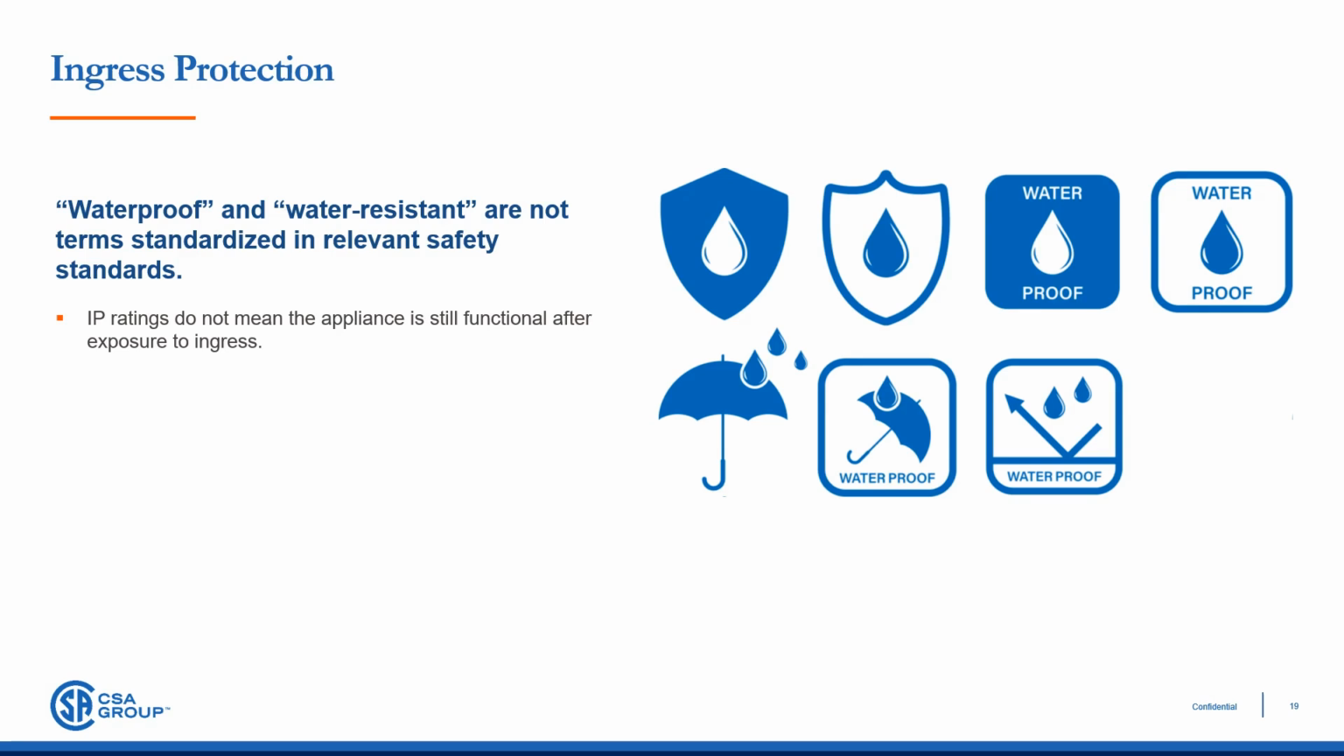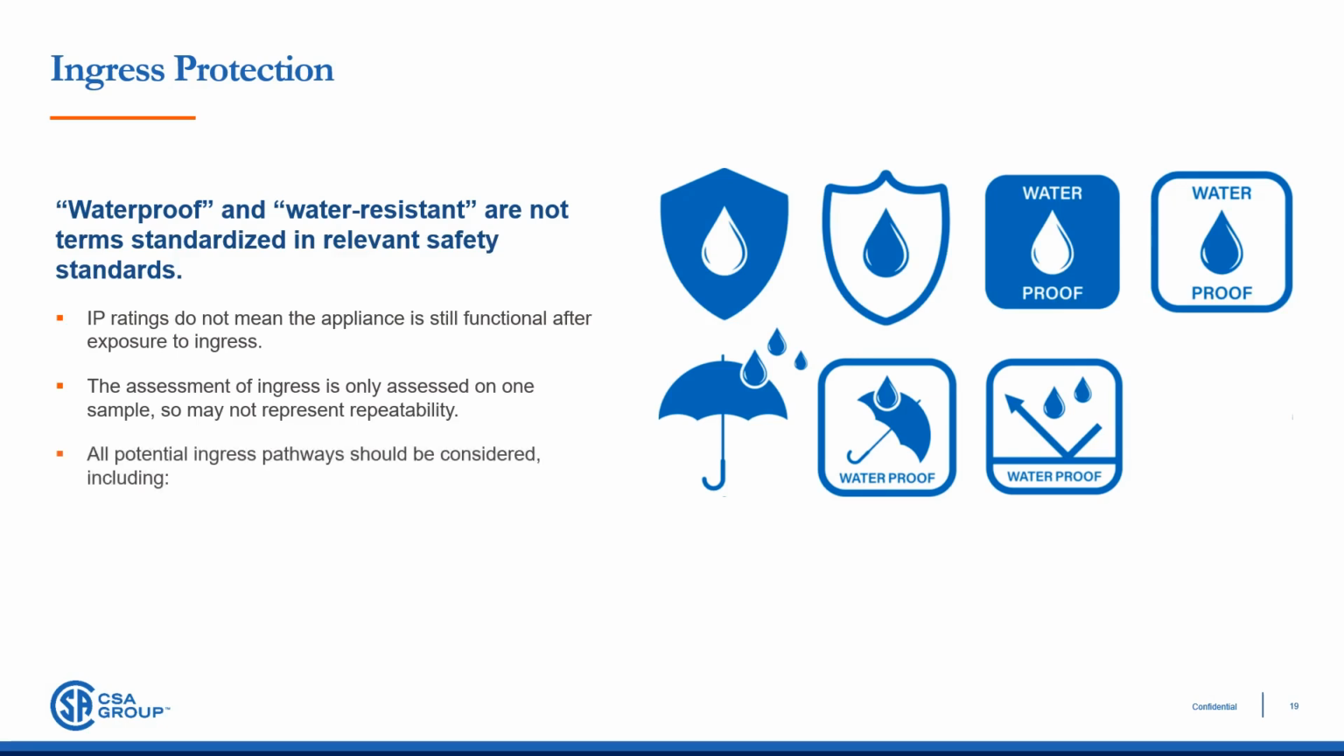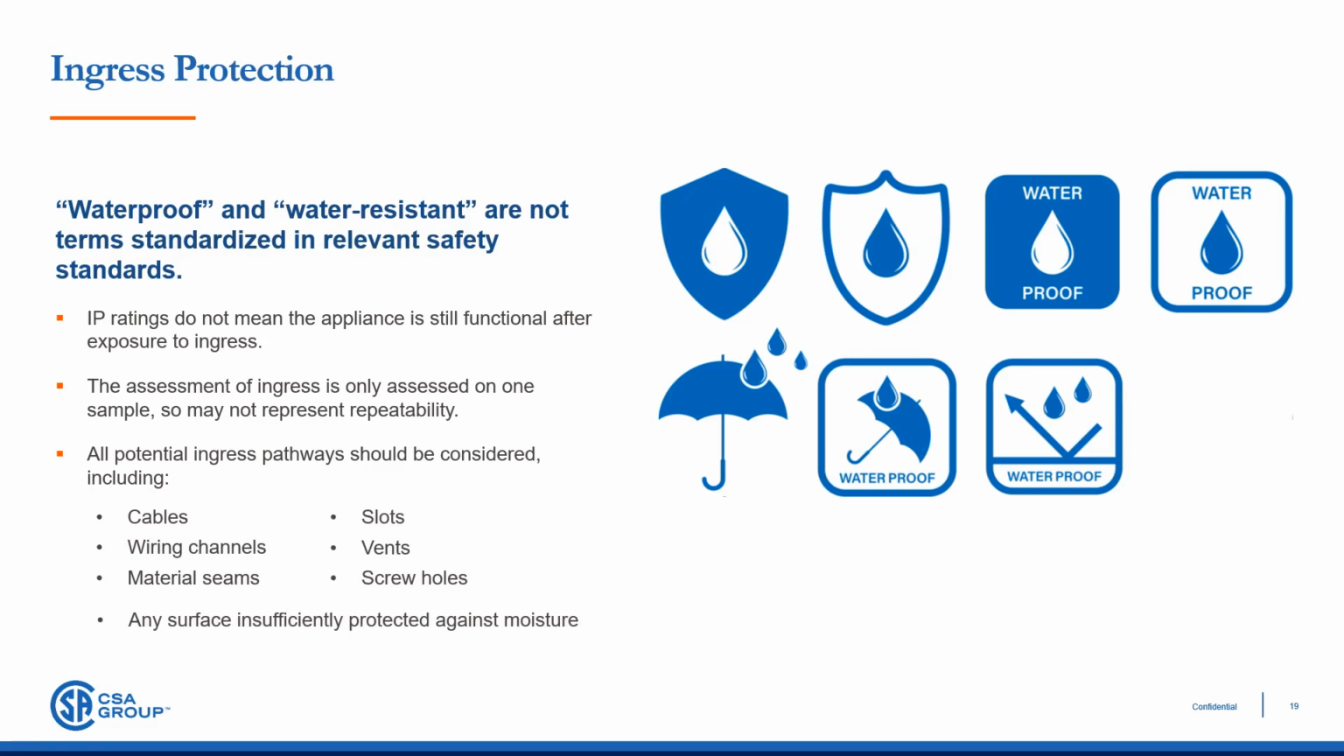Additionally, for compliance, only one sample is evaluated, and a determination of ingress is then made on where any moisture is tracked. In reality, especially for portable appliances, potential ingress pathways, including cables, wiring channels, material seams, slots, vents, screw holes, and any surface insufficiently protected against moisture, should be considered for the effects of potential ingress.